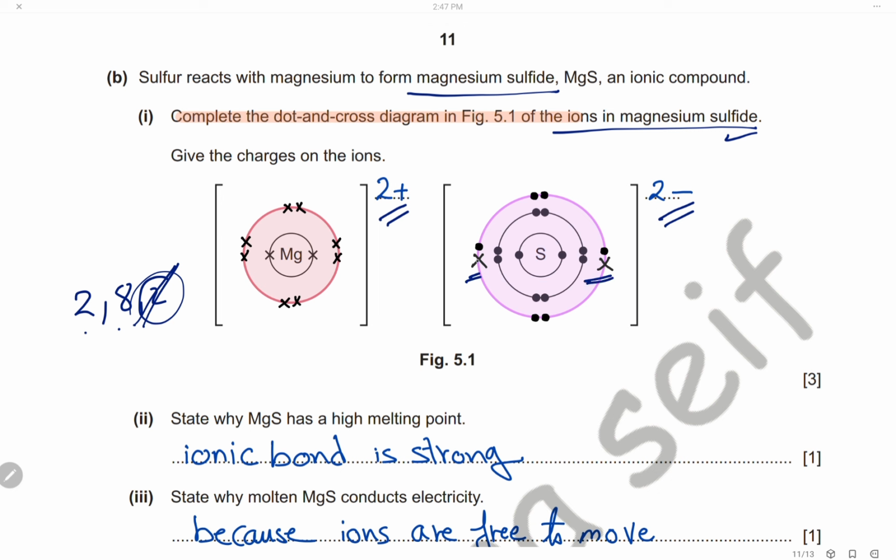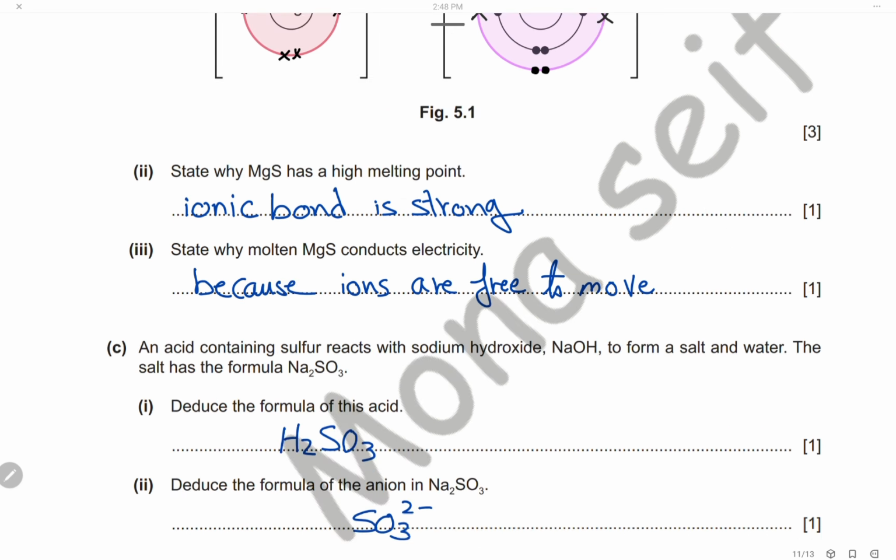Now sulfur has a complete outer shell of 8 electrons, 6 dots and 2 crosses, and the charge will be -2. State why magnesium sulfide has a high melting point. Magnesium sulfide is an ionic compound, and the strong ionic bond in magnesium sulfide needs a high amount of energy to break it. That's why it has a high melting point, due to the strong ionic bond between positive and negative ions.